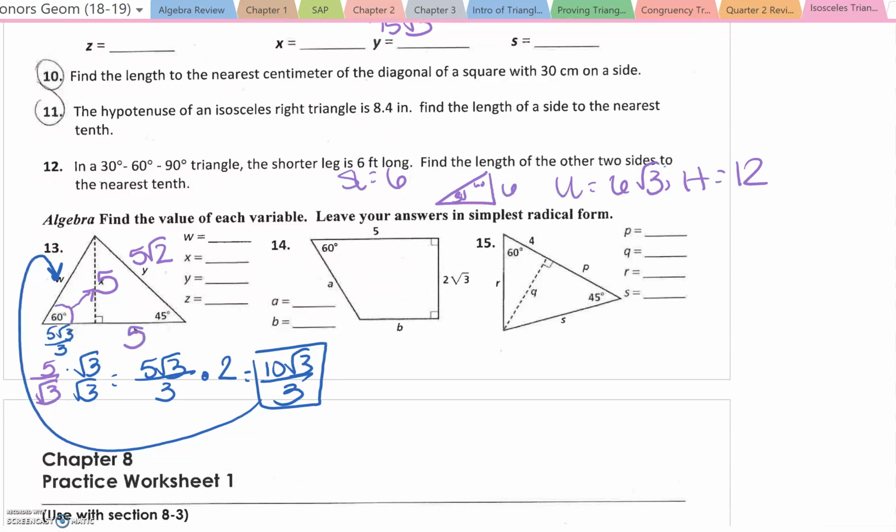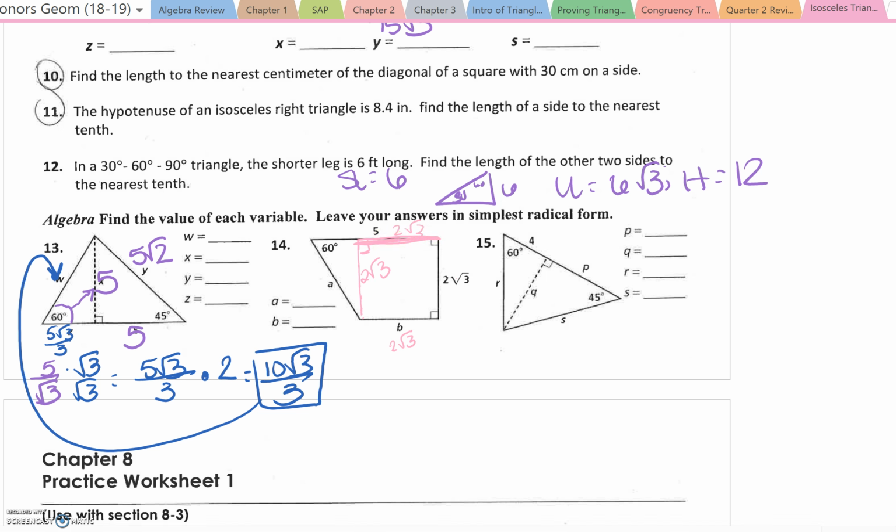Same thing is going to happen in number 14. Number 14, you are allowed to construct other segments. So I'm going to drop down a perpendicular line here, or the height of this shape. And the shape on the right is just a square. So if this is 2 root 3, then this is 2 root 3. If it's a square, then this would be 2 root 3. And this would be 2 root 3 from here to here.